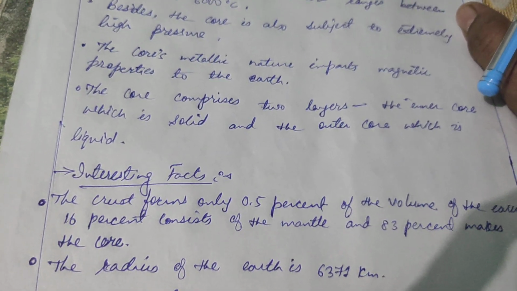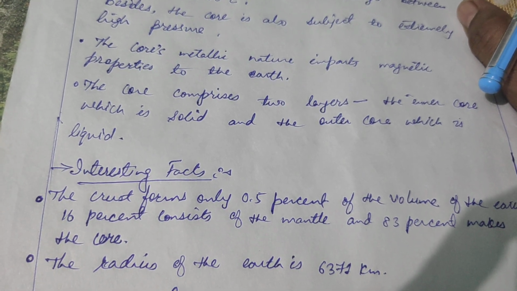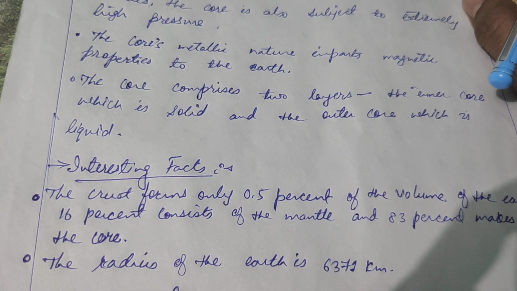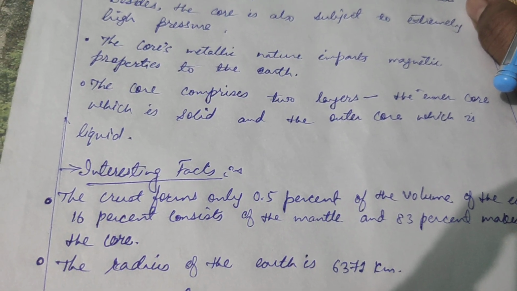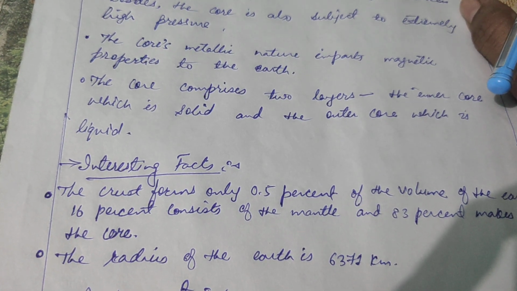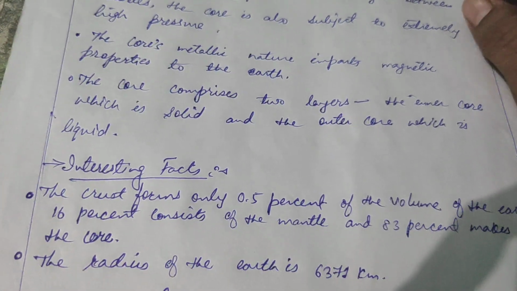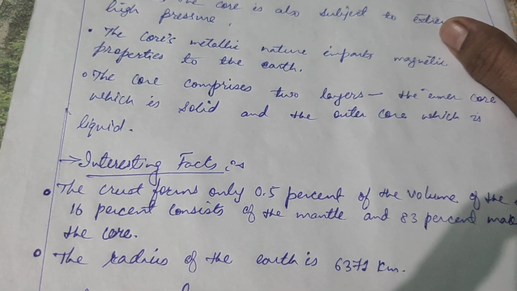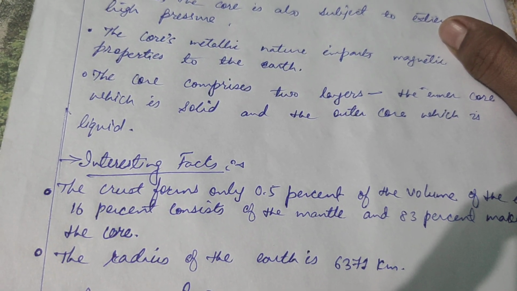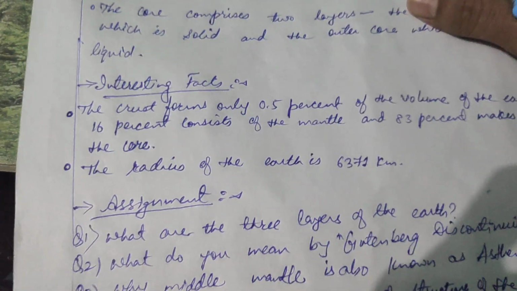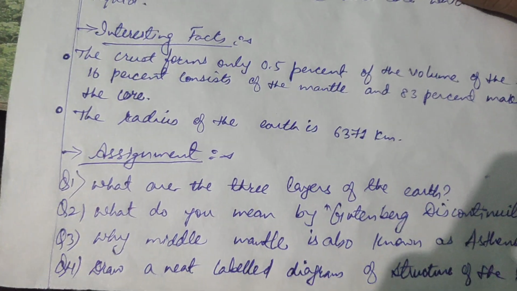Now let's see, the radius of the earth is 6371 kilometer. What is the radius? 6371 kilometer. And now you can very easily find out the diameter. Just multiply it by 2, you can get the diameter. Then you can find out the circumference of the earth. Now here is some assignment work for you.